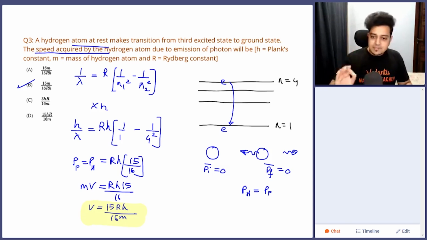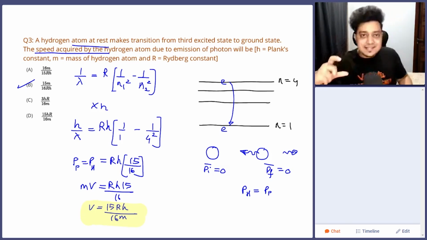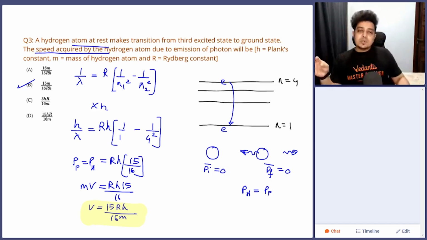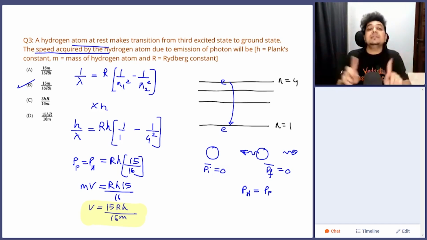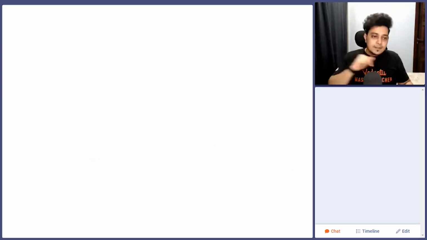Clear? Conservation of linear momentum. When the electron jumps from the higher orbit to the lower orbit, the excess energy it had is thrown out in the form of a photon. So the momentum that the photon gets, the same amount of momentum hydrogen will get, but in the opposite direction. Equal value, opposite direction, so that the final net momentum of the system is still 0 because initially it was 0. Fine. Let's go to the next question.